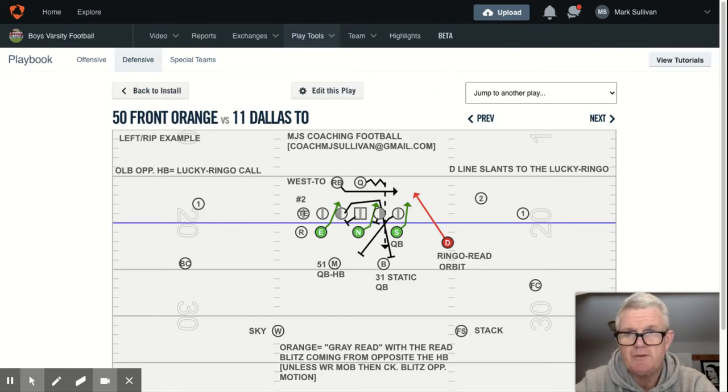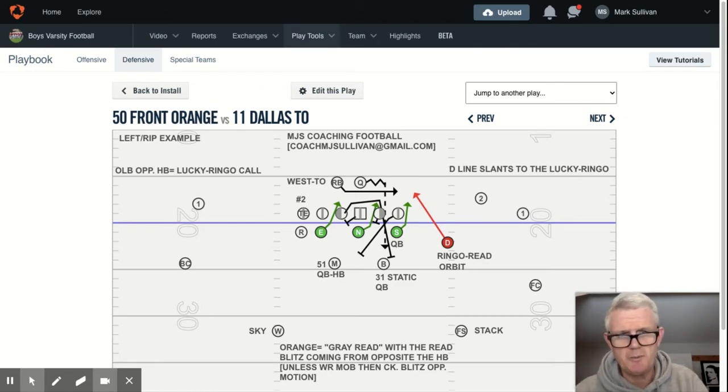and high school levels. In this presentation, I want to talk to you about one of our RPO coverages that we call orange. The reason we use orange is because it's the opposite of gray read, which, if you go to my RPO coverage playlist, you'll see is in there.